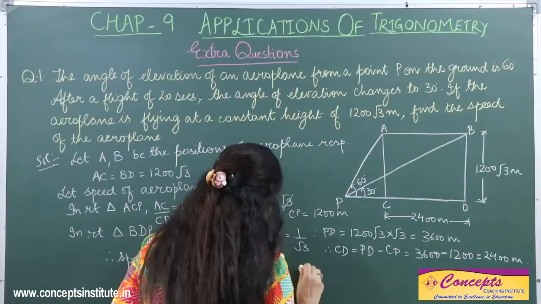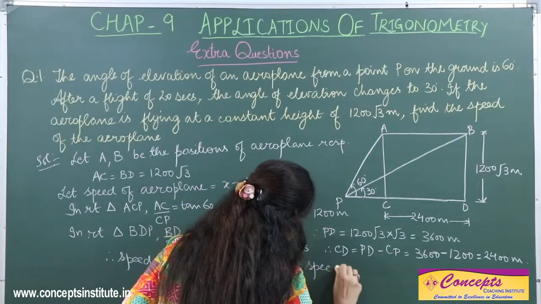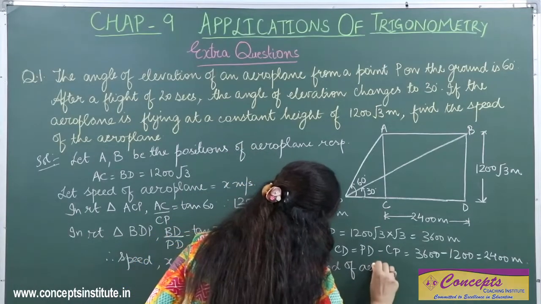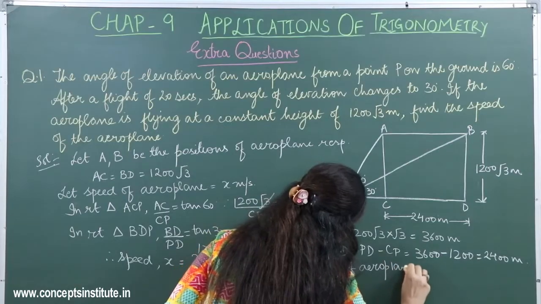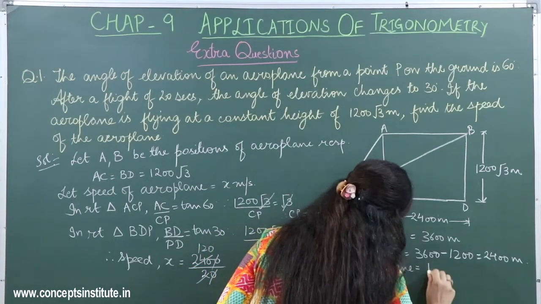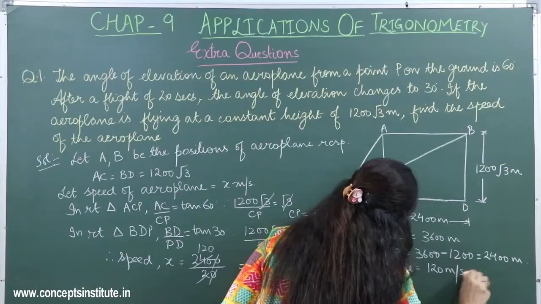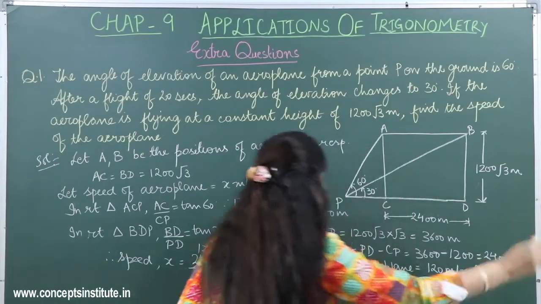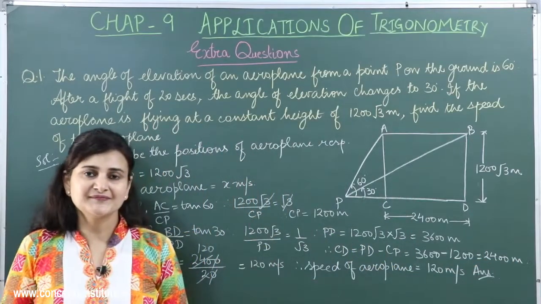So you can write, therefore, speed of aeroplane is equal to 120 meters per second, and that is what we were supposed to find out, right?